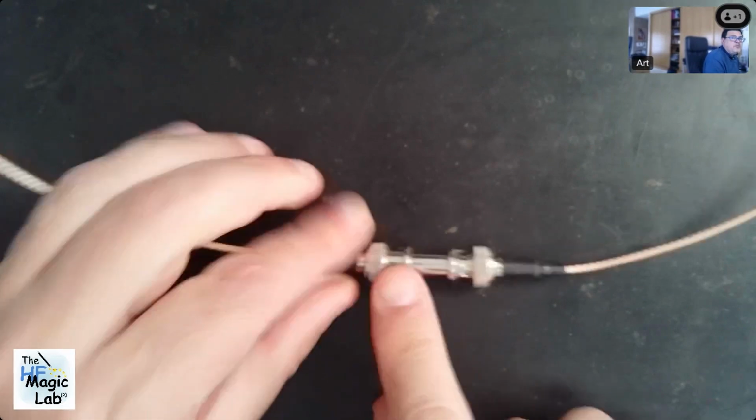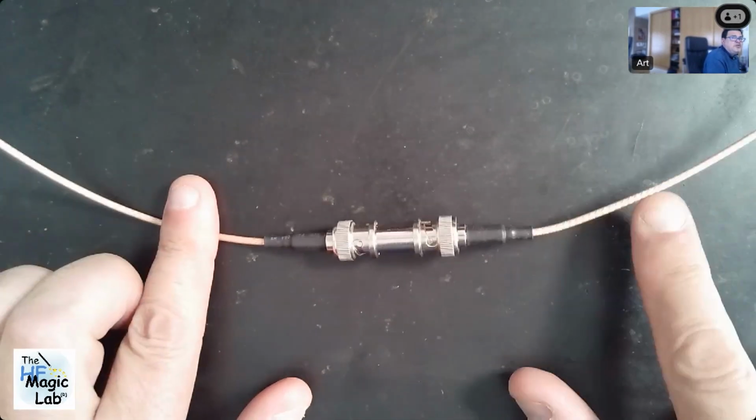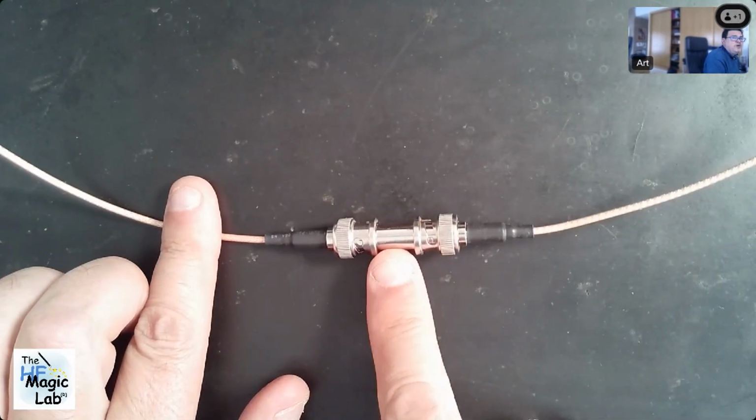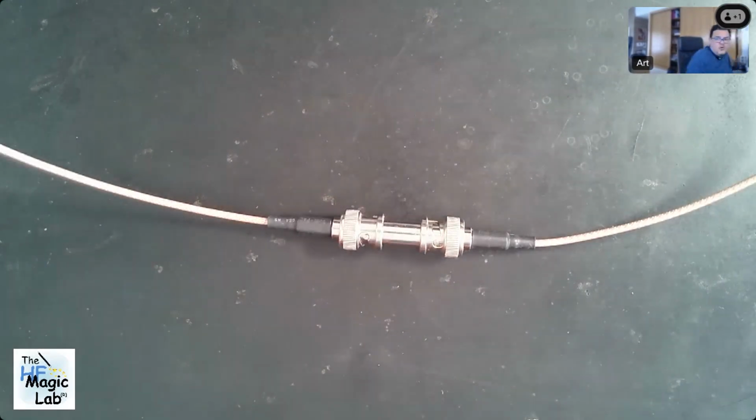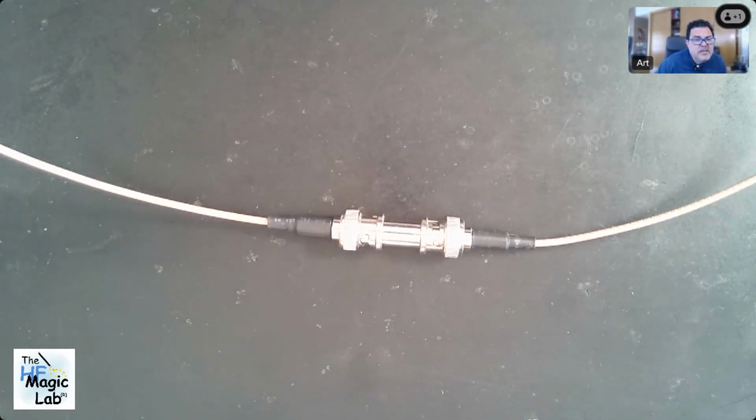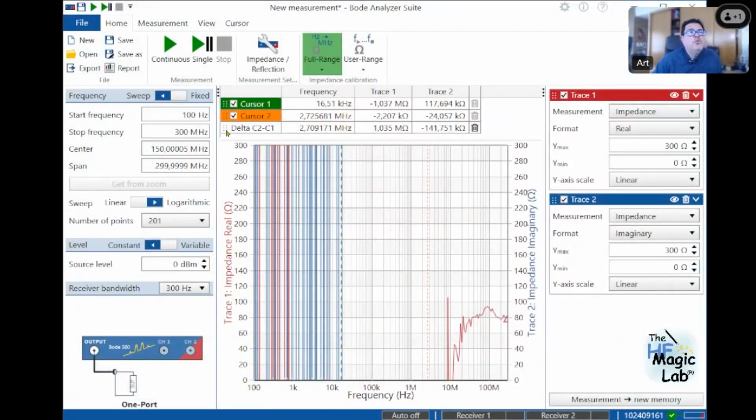Because this is 50 ohms and this is 50 ohms, I will be using a barrel, a connector, that is 50 ohms in characteristic impedance. So now we open the software of the analyzer, and what we find is the possibility to specify a specific frequency range. This is the frequency range I will be considering.